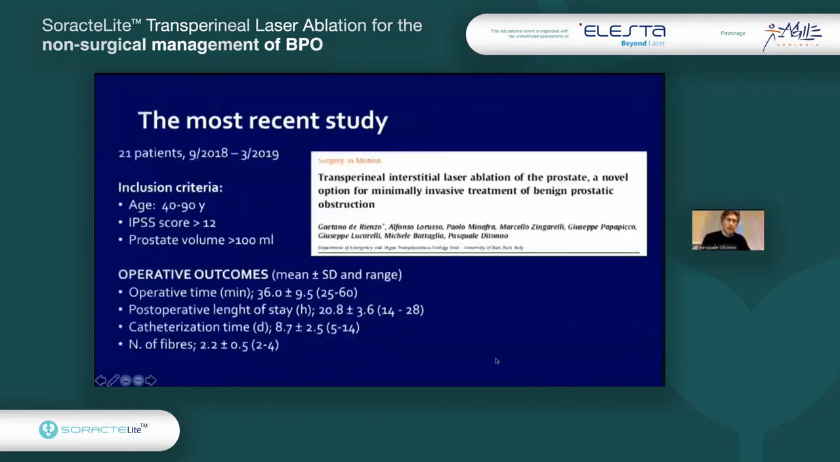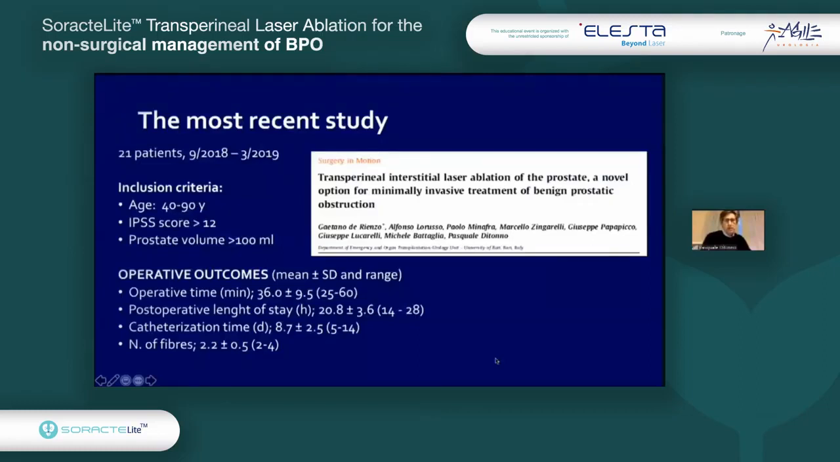And then we give the most recent studies. Our study represented on European Urology was a way to give an objective way to treat this patient. It was a small cohort of 21 patients. Inclusion criteria was quite wide: 40 to 90 years old, IPSS score above 12, a prostate volume below 100.